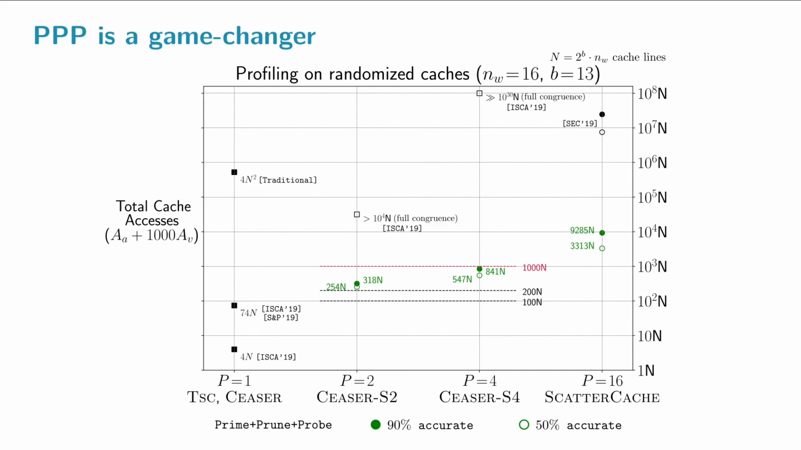ScatterCache does not propose a specific rekeying period, but Prime+Prune+Probe outperforms their analysis by a few orders of magnitude. Note that CEASER-S and ScatterCache can still be made secure by selecting a conservative rekeying period, but Prime+Prune+Probe significantly reduces the security margin.